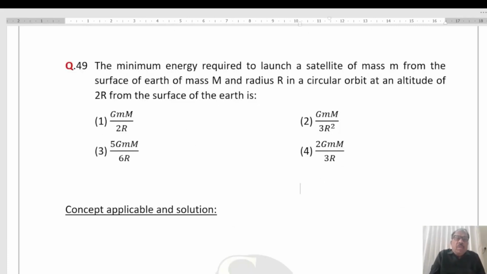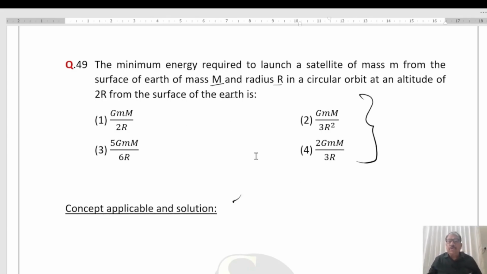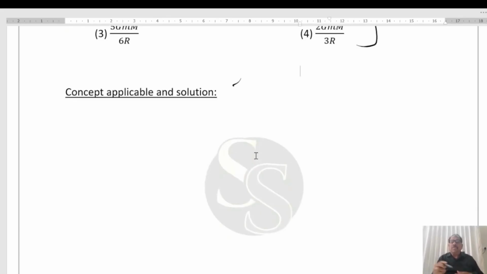Question is, the minimum energy required to launch a satellite of mass m from the surface of Earth of mass M and radius R in a circular orbit at an altitude of 2R from the surface of the Earth is... 4 options are given, one of the options is correct. Concept applicable and solution.